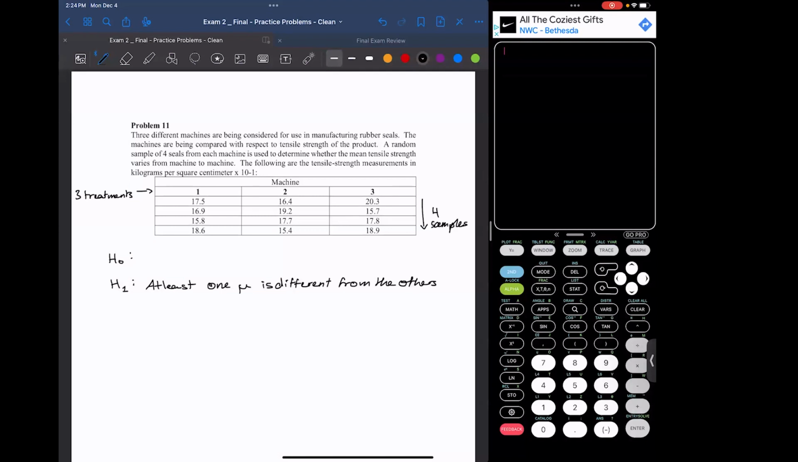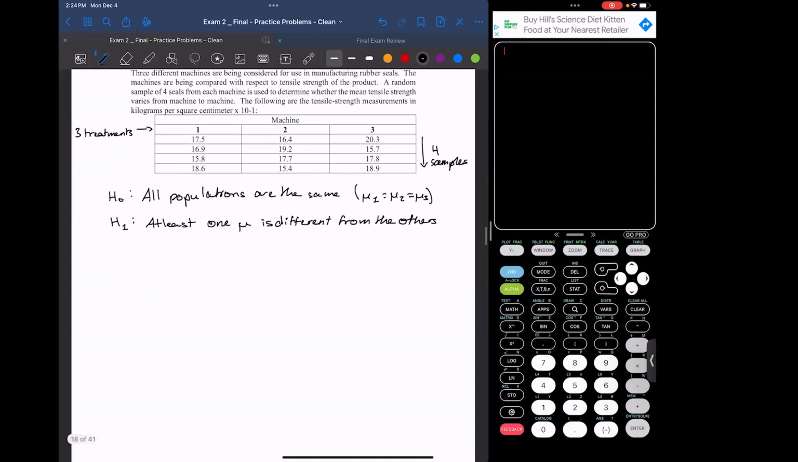There are 2 ways to do that. You can say all populations are the same. You can either write it that way, or you can write it as mu1 is equal to mu2 is equal to mu3. That's just saying that they're all hovering around the same mean.